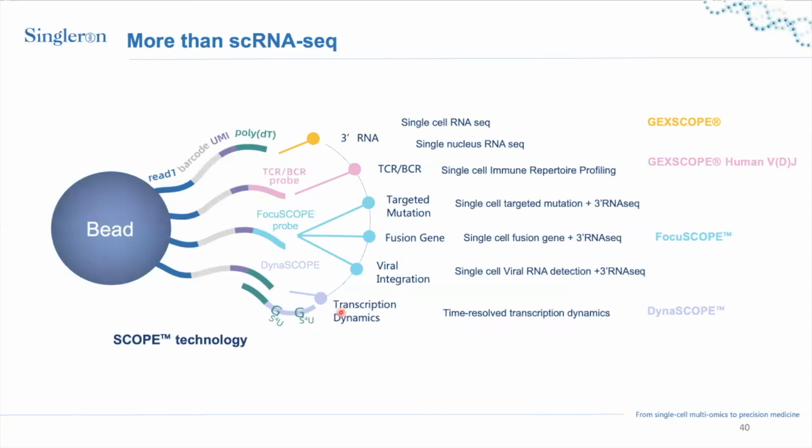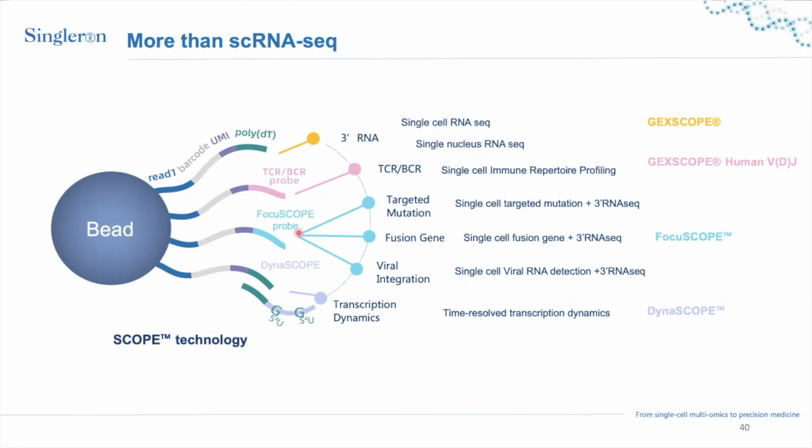So far I talked about only the RNA sequencing part, but as a company, we offer more than that. I talked about single cell RNA sequencing. We also offer single cell nucleus RNA sequencing, and we offer single cell immune repertoire profiling. As I mentioned earlier, for precision medicine in immunology, it is very important to understand the immune profiling, the immune repertoire. And with this kit, we are able to do that.